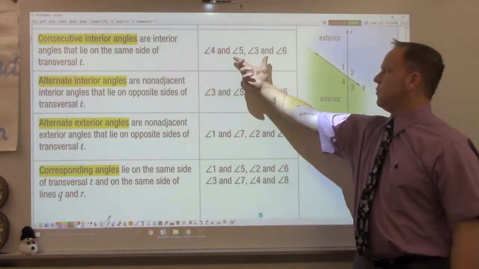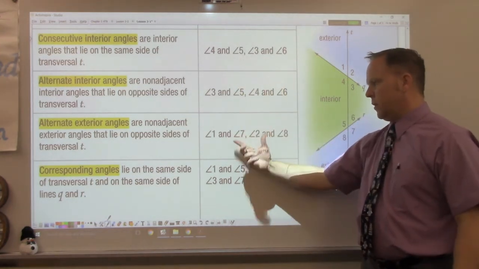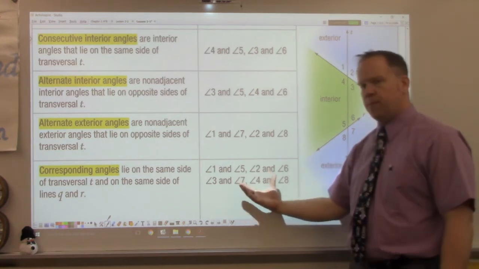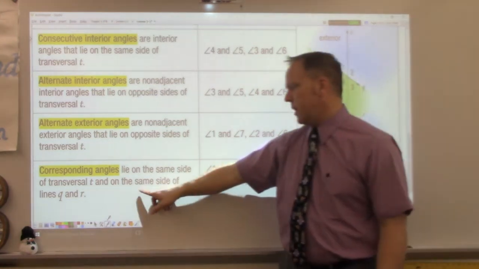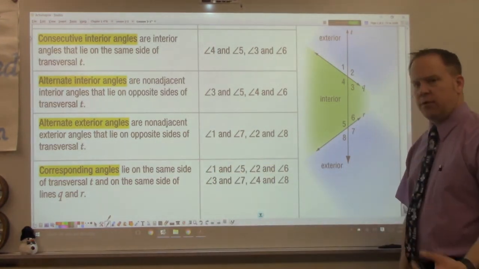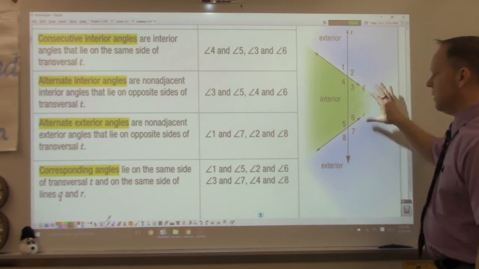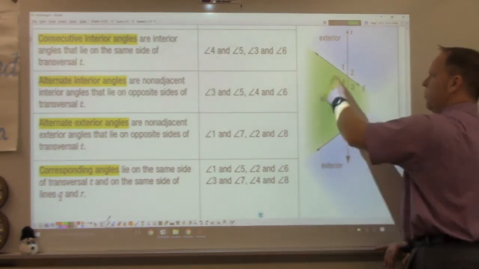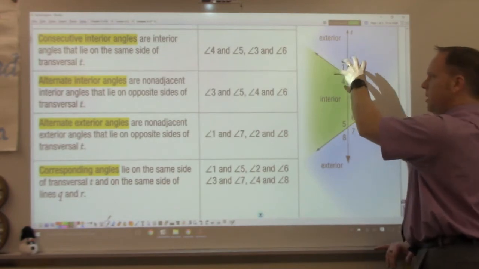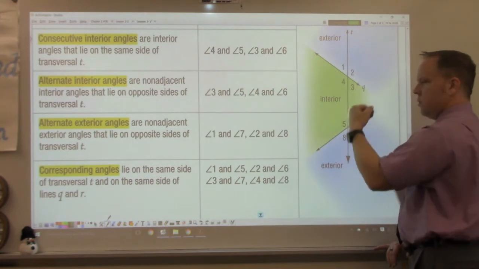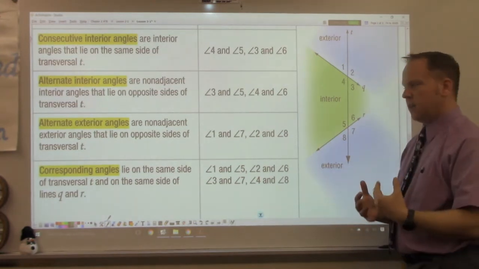Now notice here I have 2 pairs, 2 pairs, 2 pairs. Corresponding angles are the only pair relationship that actually has 4 pairs. Corresponding angles are on the same side of the transversal and the same side of both of your lines, Q and R in this case. Corresponding angles, I tell a lot of students, is if you take this group of 4 angles and we're able to magically pick them up, bring them right down and put them right on top of these, what angle would go on top of what angle? They're in the exact same position.